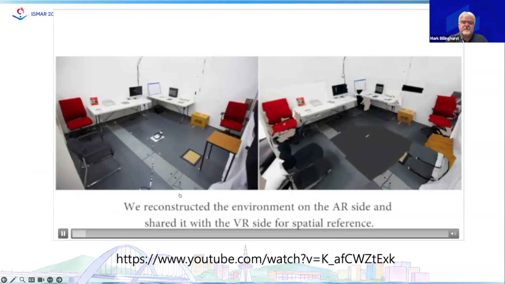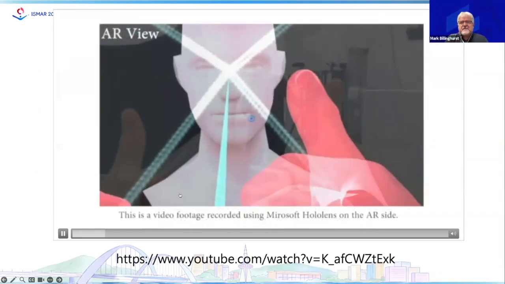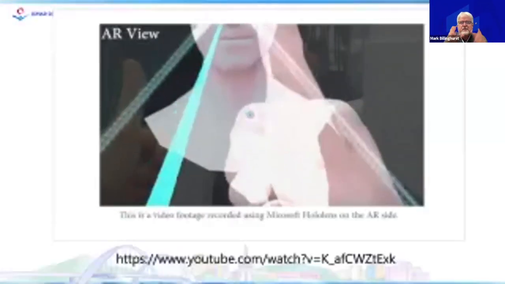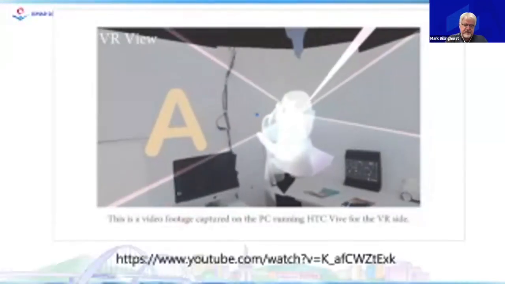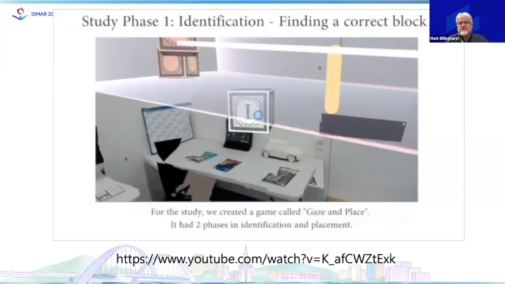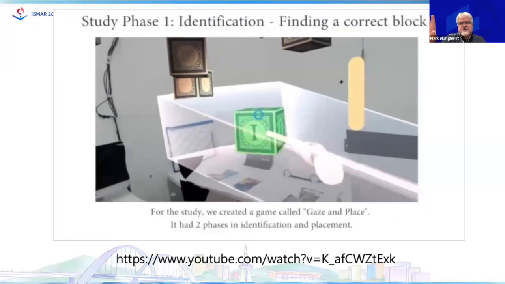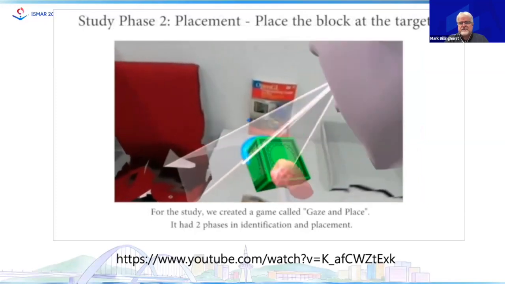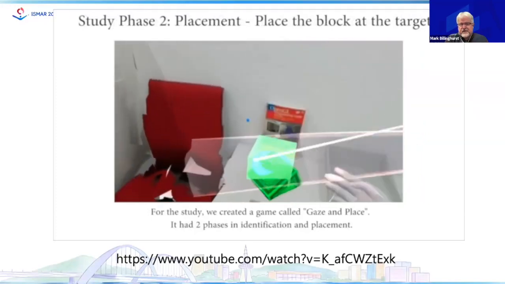Here's a video of it working. You can see this is the AR view. In the AR view, you can see the person in VR as a pink head in front of them with these green lines coming out of their face. Then here's the VR view, and again you can see the other person with the pink lines coming out of their face. The key was that using that view frustum, I could see where the person was looking, even when I couldn't see their face. So that was what we wanted to check out.